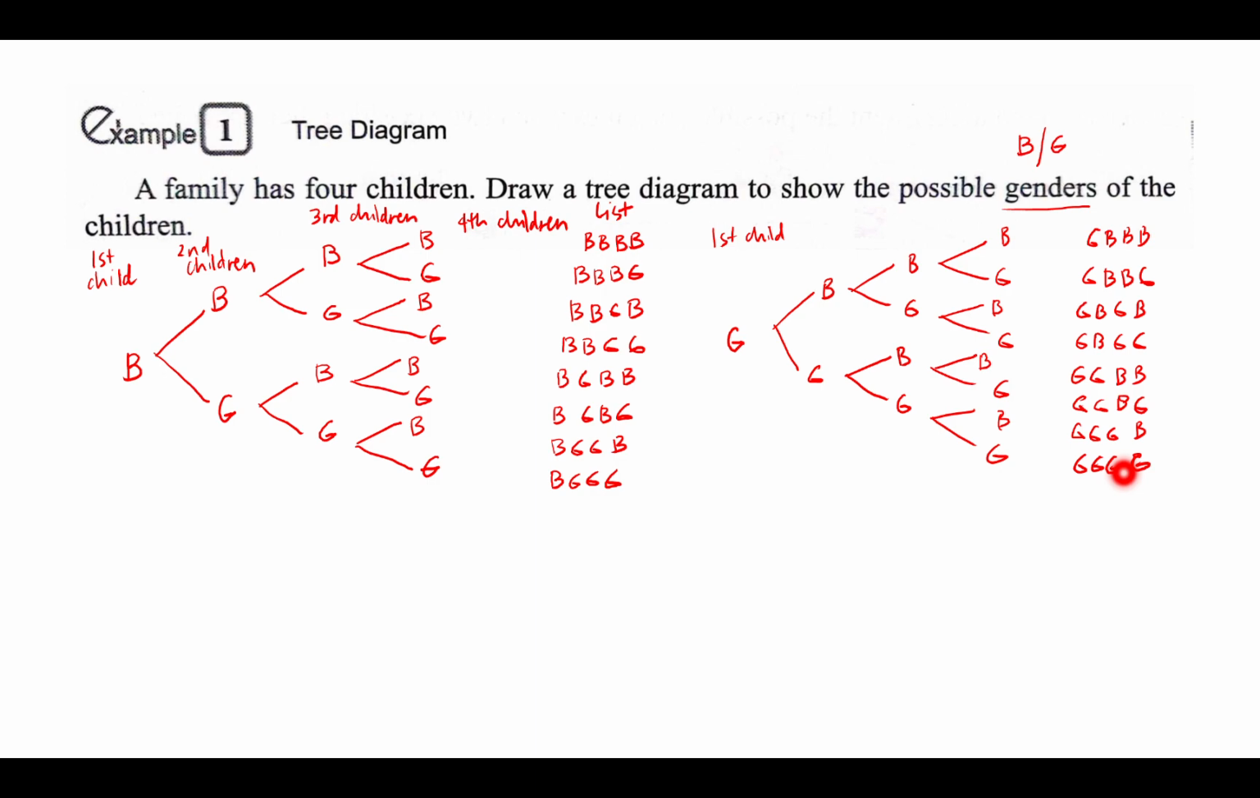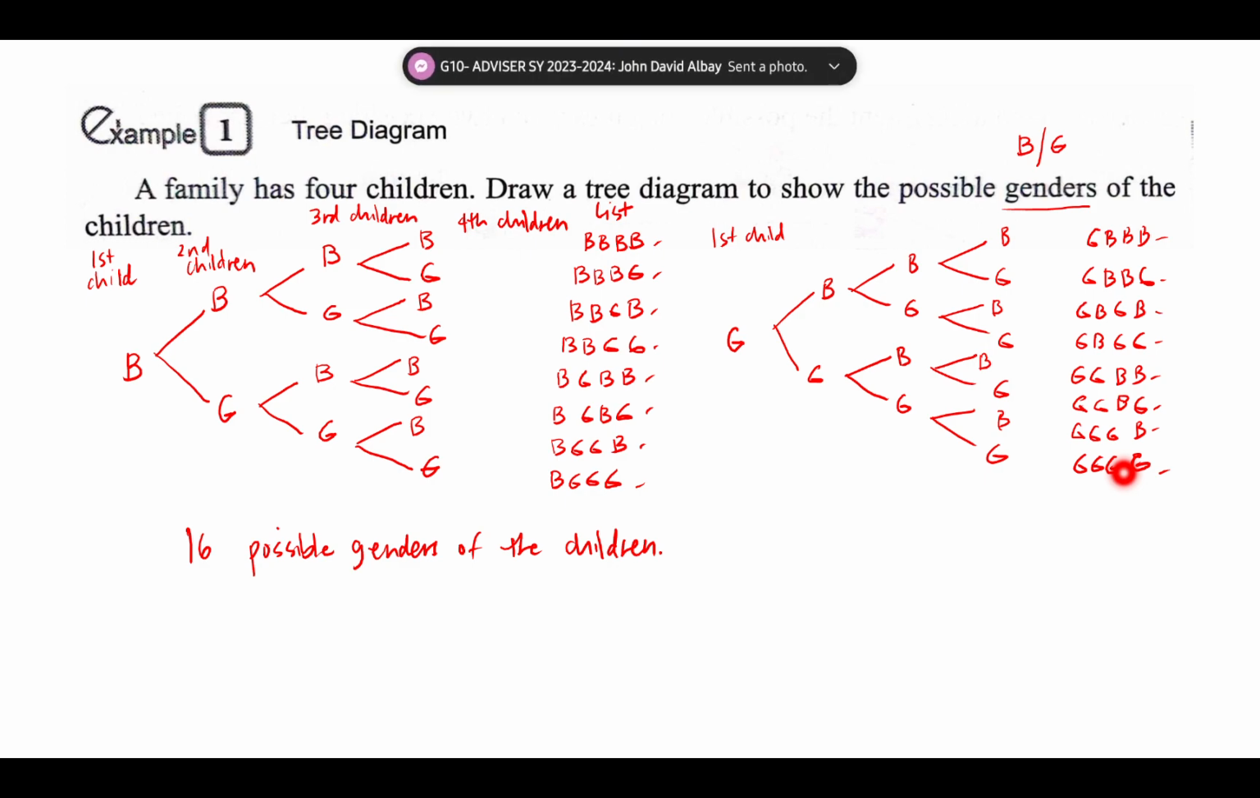But if we are going to count how many possible genders, we simply count the number of possibilities. That is 1, 2, 3, 4, 5, 6, 7, 8, 9, 10, 11, 12, 13, 14, 15, and 16. Therefore, we have 16 possible genders of the children using the tree diagram. So this shows how you will be able to use a tree diagram in order to list down possible genders.